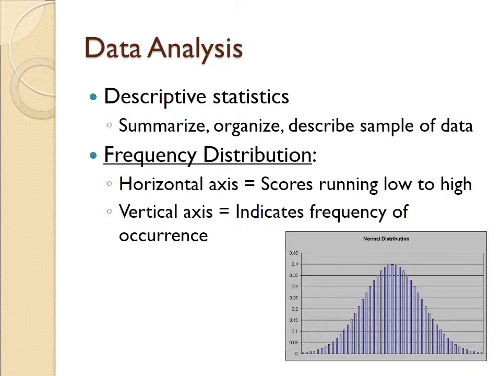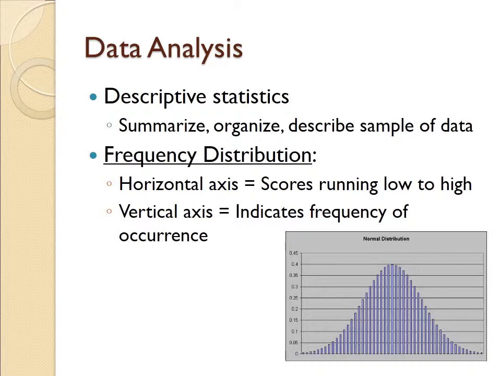So the first thing we'll often look at is a frequency distribution. For instance, if I was measuring job satisfaction in an organization, I have about 100 employees and all I do is give them a 5-item scale of job satisfaction they fill out, and I average their score. At that point, the horizontal axis on the normal distribution shown below on this slide is the scores running from lowest to highest. If you had a very low score, you would be on the horizontal axis to the far left. If you had a very high score, you'd be to the far right. The vertical axis indicates the frequency of occurrence.